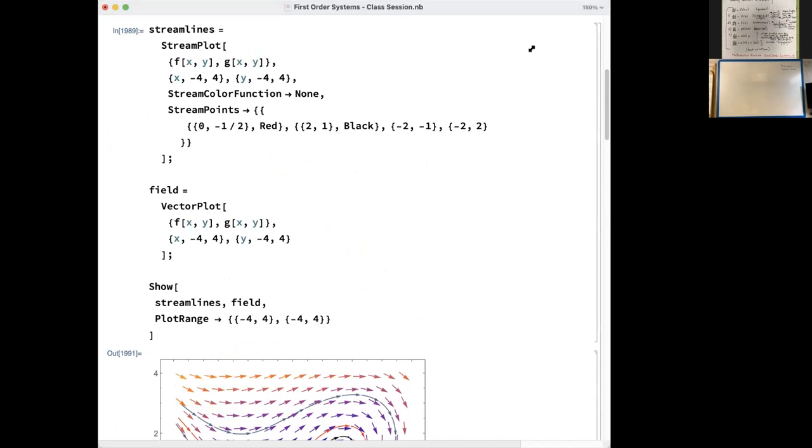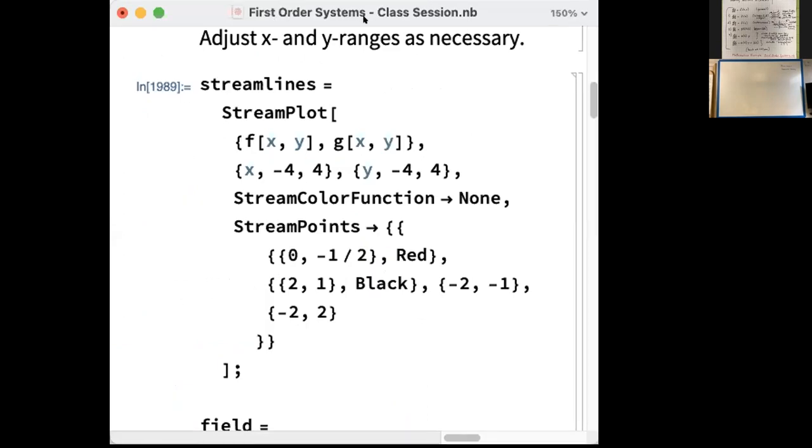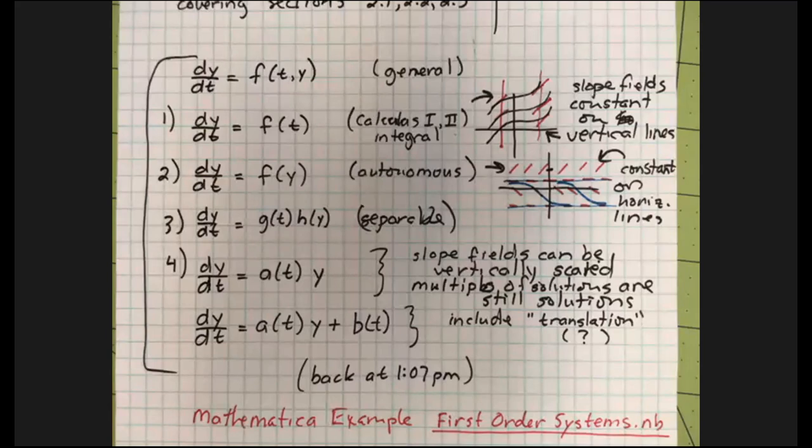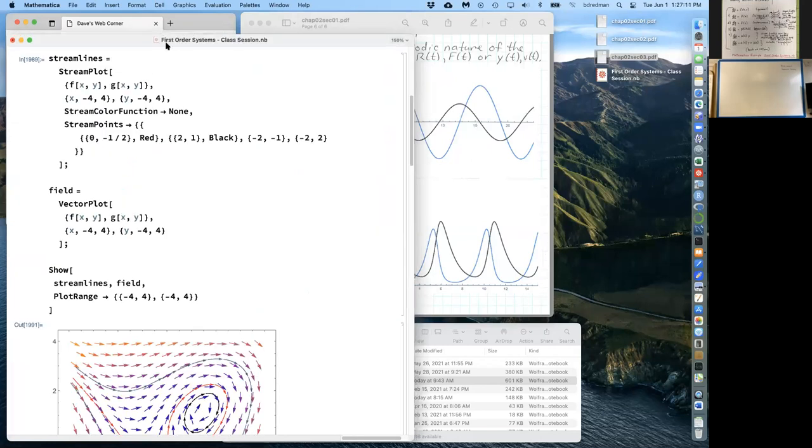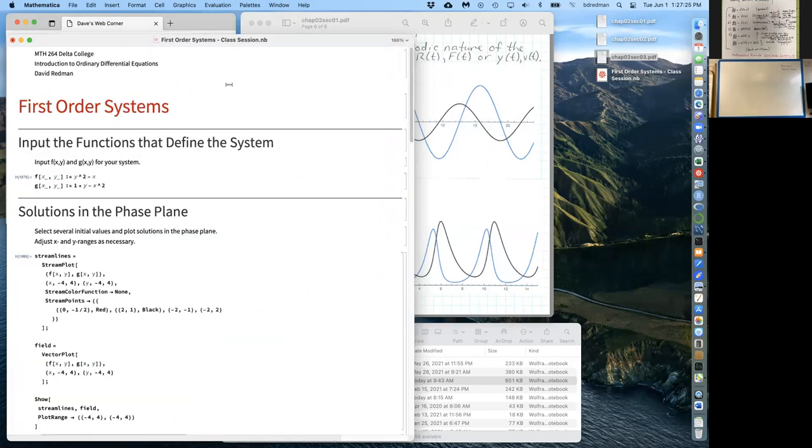So jump into this Mathematica notebook, first order systems. Mine right here, let me go back to screen sharing. Mine right here says first order systems class session, because this is just a local version of that notebook. It's not the one I downloaded off the website because I didn't want to have any lag and downloading issues. So you go look at this notebook called First Order Systems. It looks exactly like I have here, except for the title. And you play with these things to create your slope fields this week.